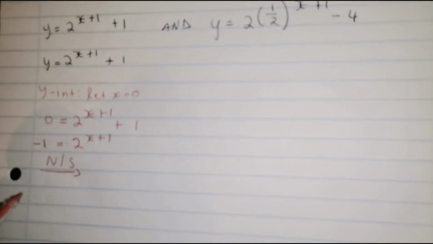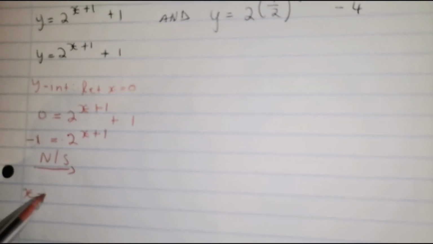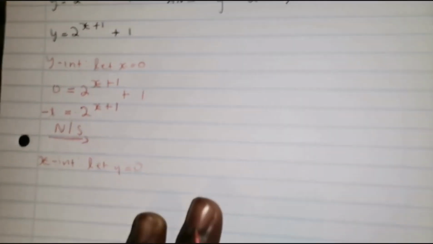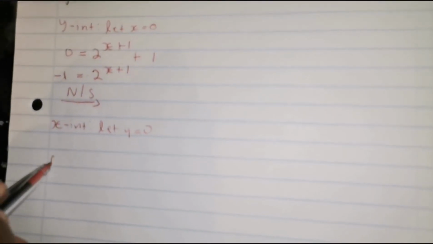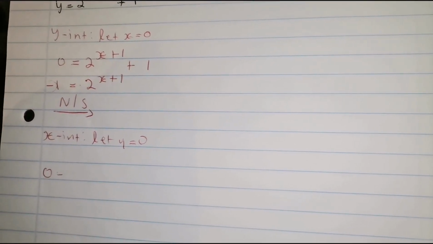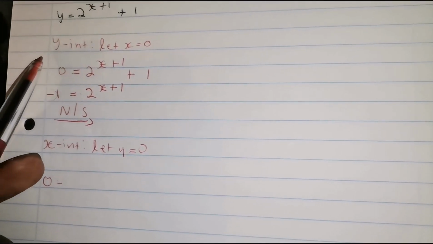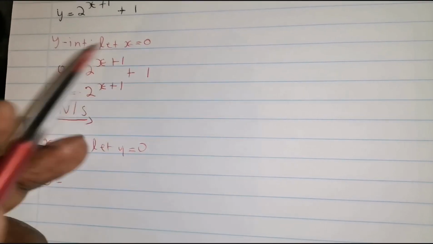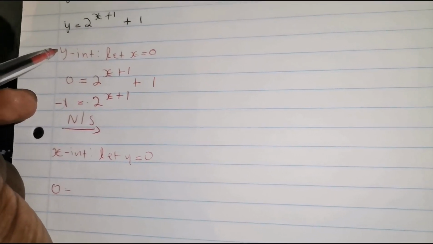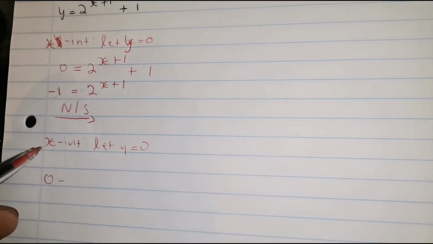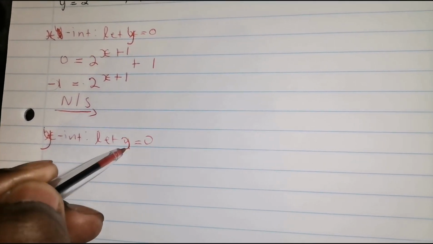So the x-intercept: we let y be 0. Oh guys, I made a mistake here. Basically, when we want the y-intercept, we let x be 0. Let me fix this problem. When you want the x-intercept, we let y be 0. When you want the y-intercept, we let x be 0.